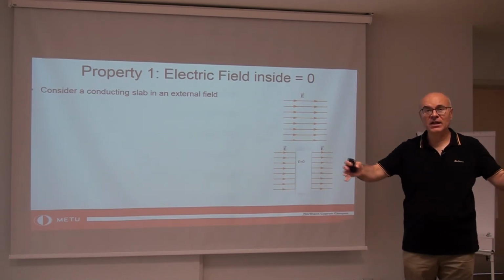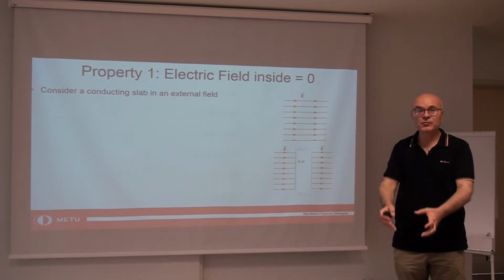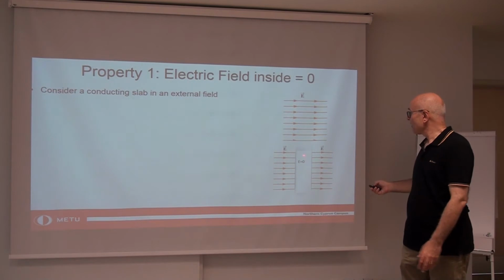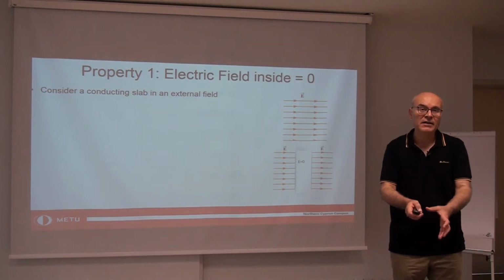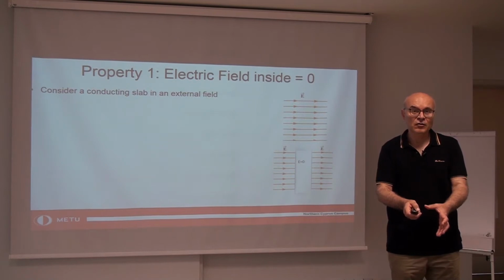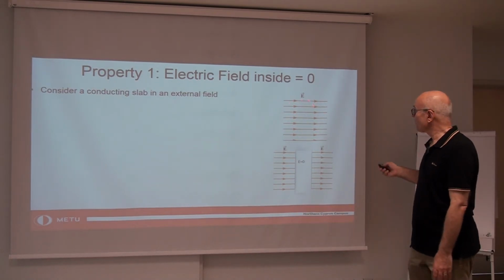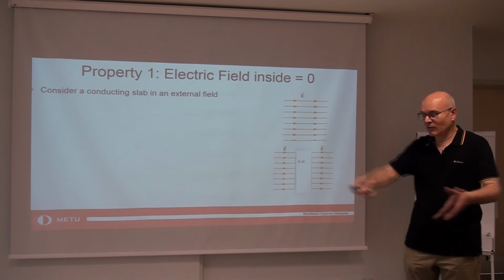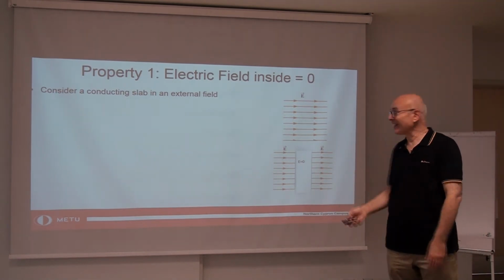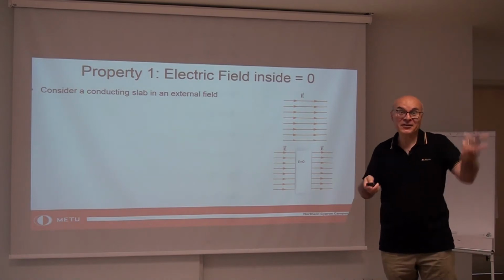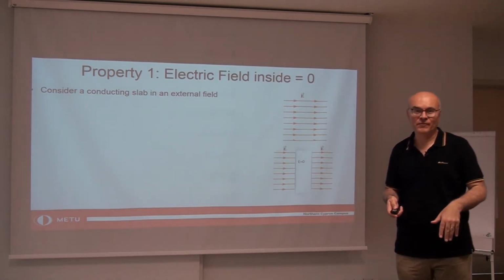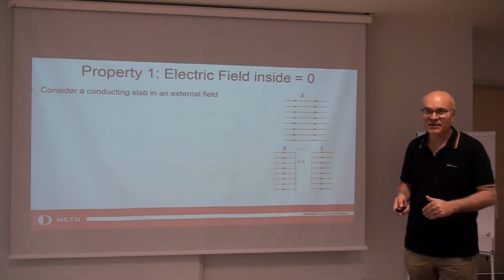Okay, so I have a region where I have an electric field, and I bring a conductor and put it here. Now this is the part of the space that has been occupied by the conductor. Before, in this part of space there was an electric field. When you put the conductor, the electric field inside the conductor, in the space where we used to have an electric field, is now zero. This is the first thing.